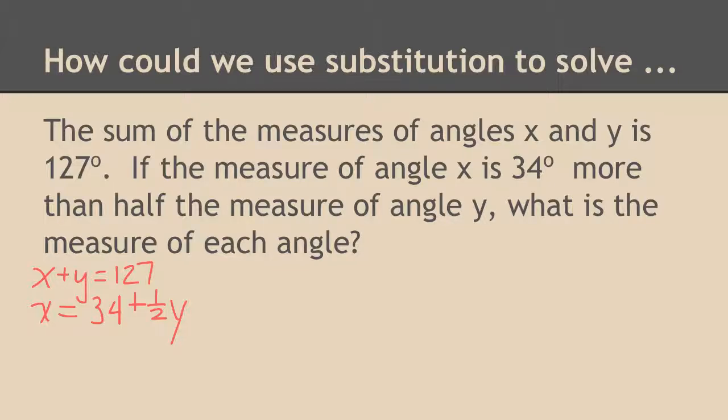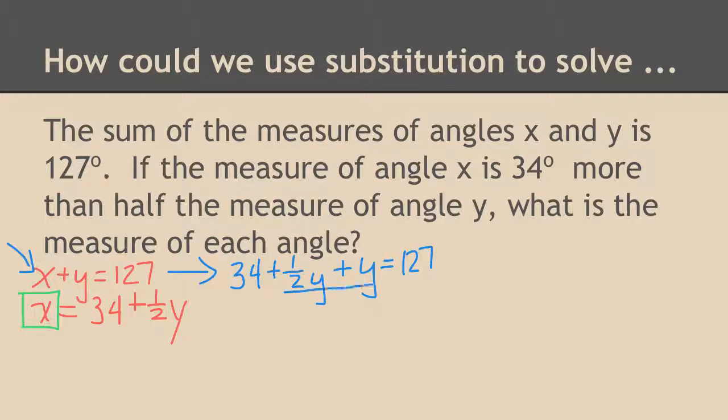Okay, so this one I have an x equals. That's fantastic. That means I can put what x equals in for right there. So instead of my x, I'm going to put 34 plus a half a y, and then I'm just going to finish the rest of that. I had a plus y equals 127. I don't have to distribute, but I do have to combine some like terms. So I have 34 plus 1.5 y's equals 127.